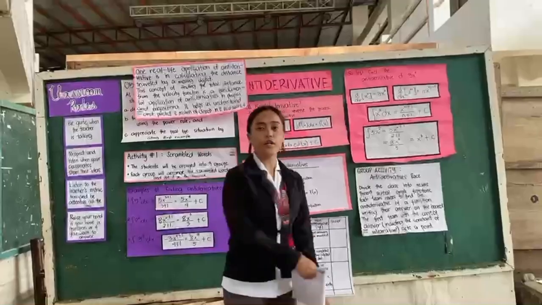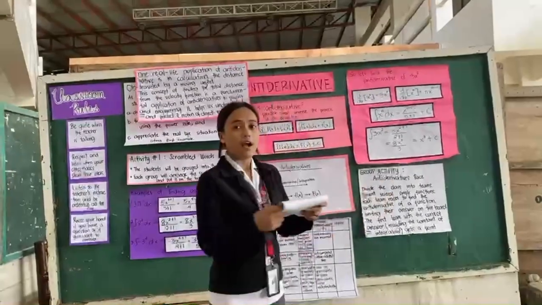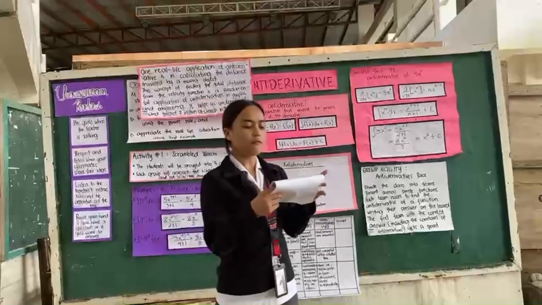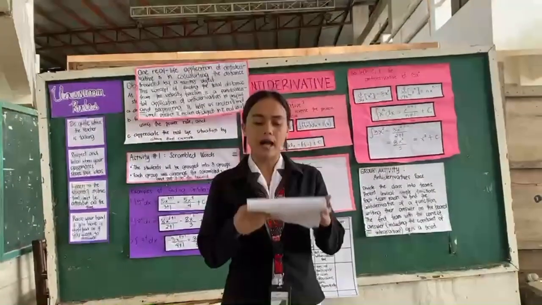And then for your assignment, find the antiderivative of 8x raised to the power of 5 minus 2x raised to the power of 4 plus 5.